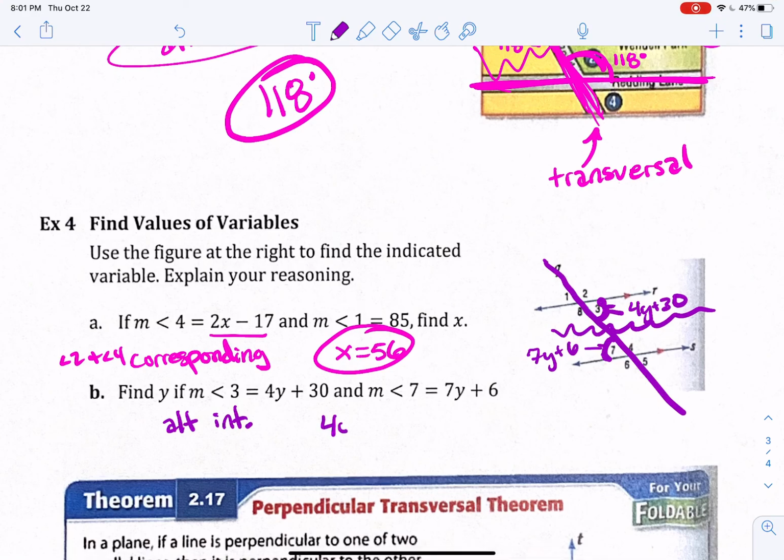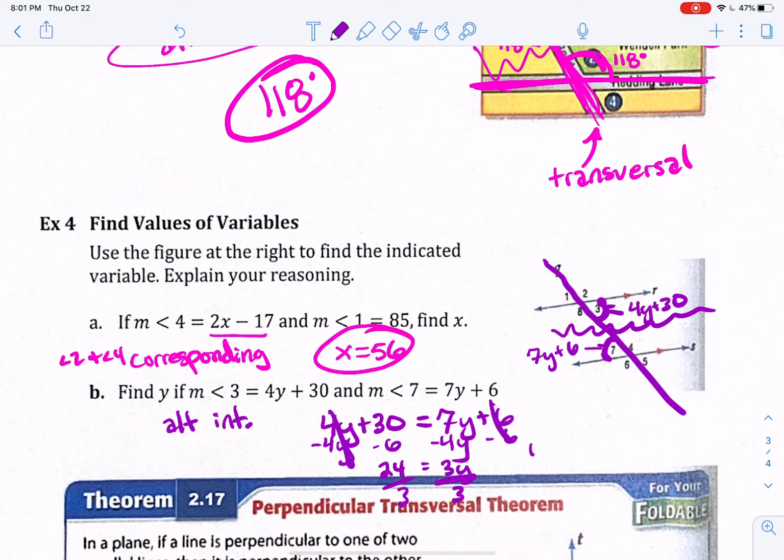So I could say that 4y plus 30 has to be equal to 7y plus 6. And then I just solve. I'm going to subtract the 4y, and I'm going to subtract the 6 at the same time. So 30 minus 6 is 24, and 7y minus 4y is 3y. And then last, I'm going to divide by 3, and 24 divided by 3 is 8. So y is going to be 8.